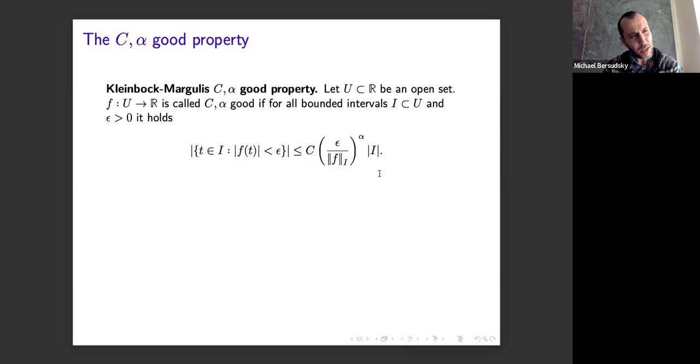Why is this property useful to show, for example, that the limiting measure is a probability measure? I'll just say quickly, if you think of SL2R mod SL2Z, a lattice will be very high at the cusp, very close to infinity, if it has a short vector. So you want to control the time that the vector is short. And this is exactly the thing that we need.